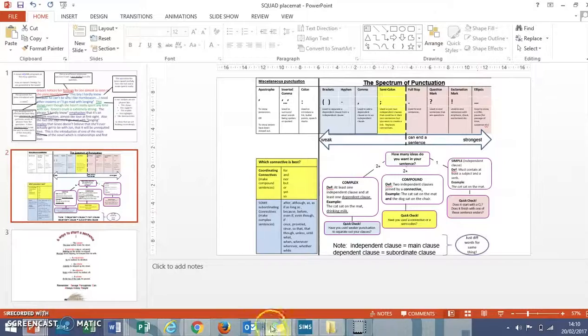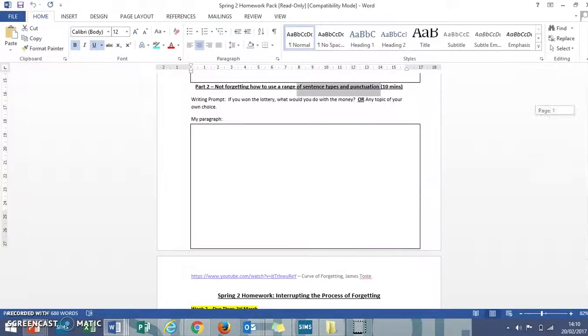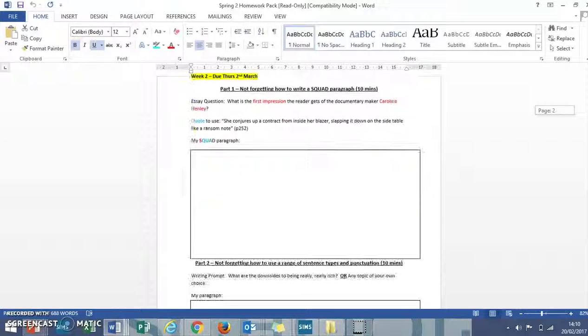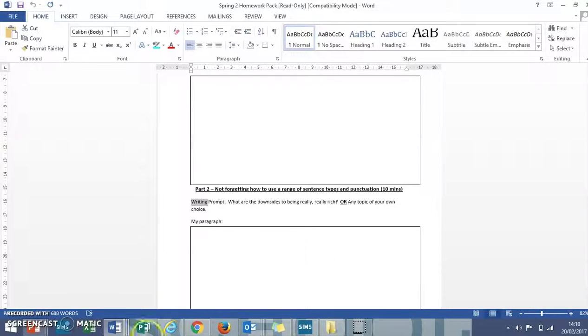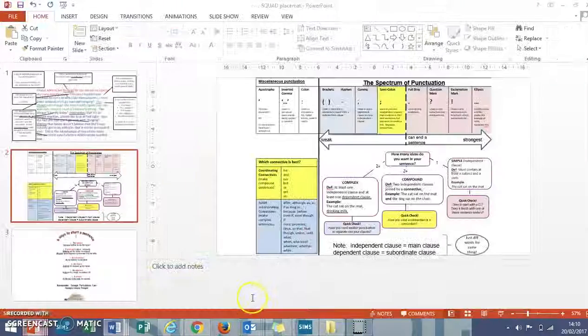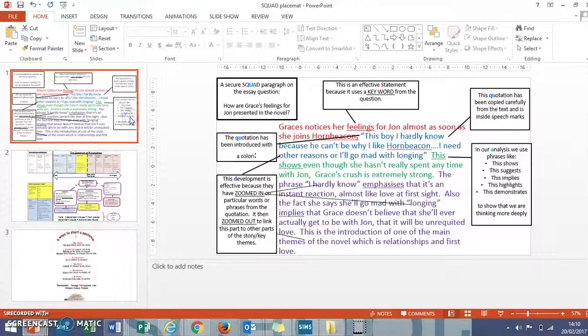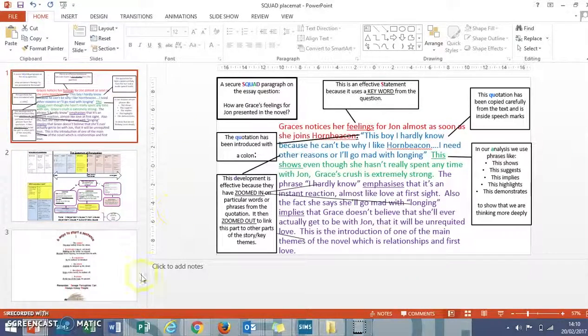And as you can see from the rest of the homework, that's week 1 finished. Week 2, it's a different question. This time it's going to be a squad paragraph based on a different one. It is exactly the same, a different writing prompt, exactly the same. So if you were ever stuck, this is what you need to be looking at. You're looking at this video or looking at the copies of these documents that you have at home.